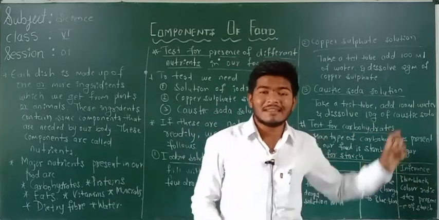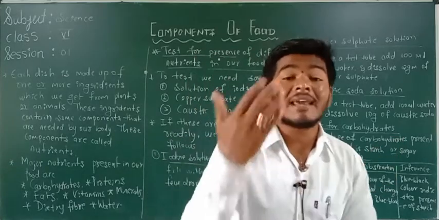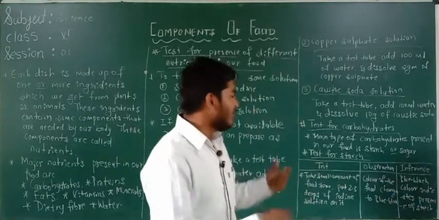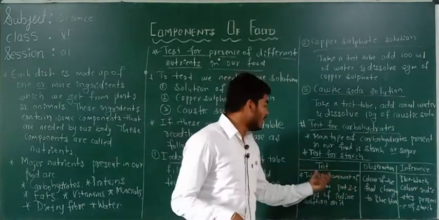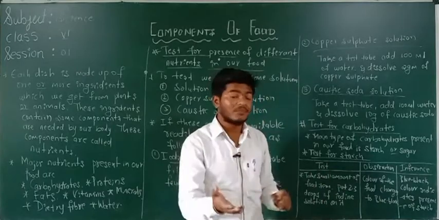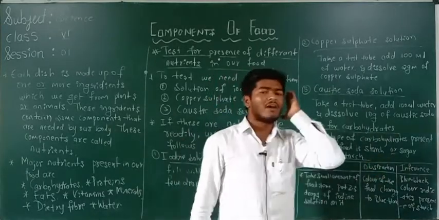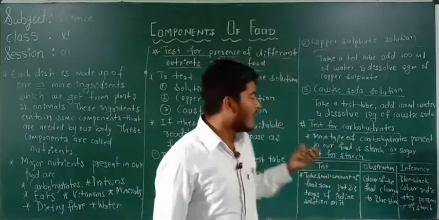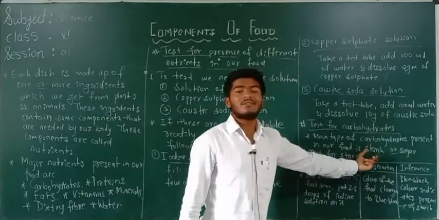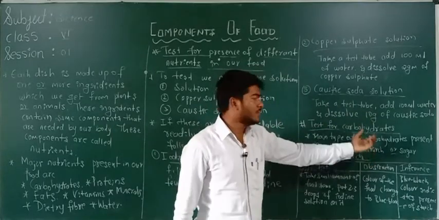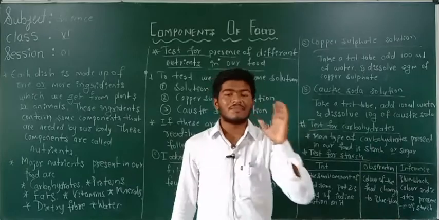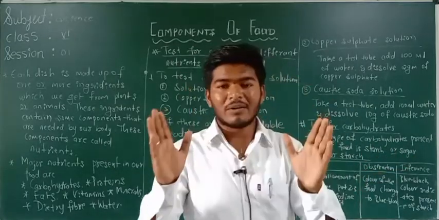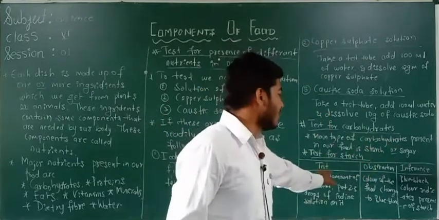So you have to make this experiment by taking different types of foods which we take in your home. If, when you put the iodine solution on it, the color of the food changes to blue black, then you have confirmed that carbohydrate is present in your food. That carbohydrate is nothing but starch. It is one type of carbohydrate which is present in our food.